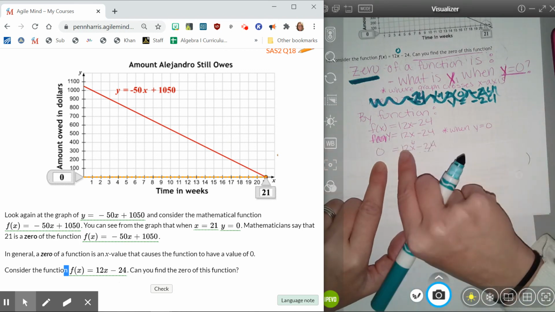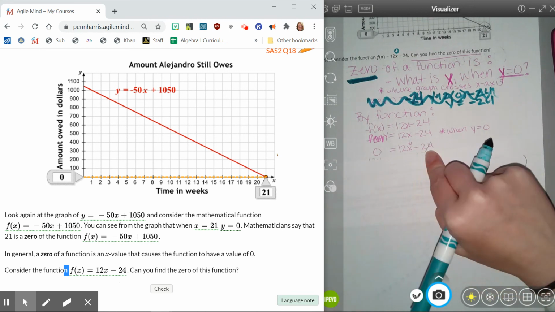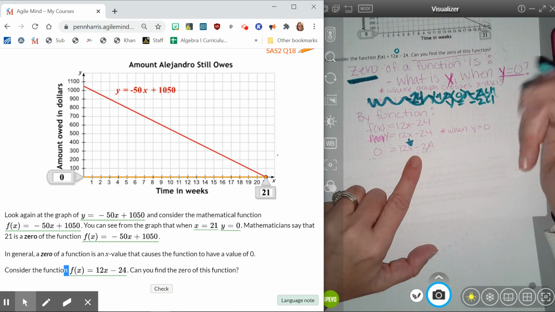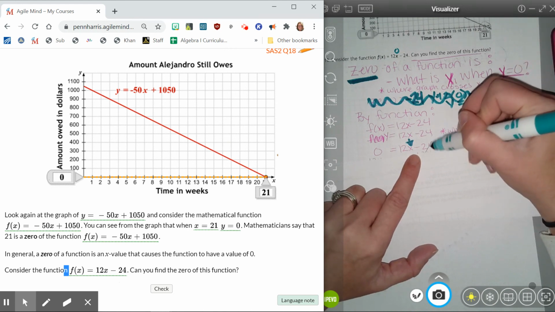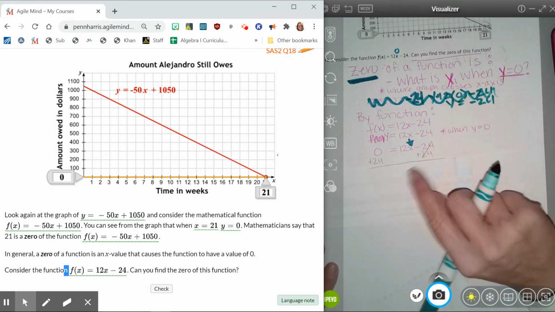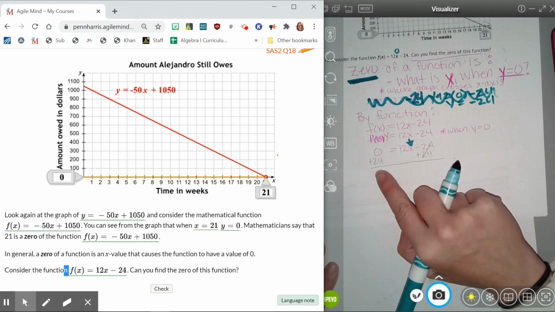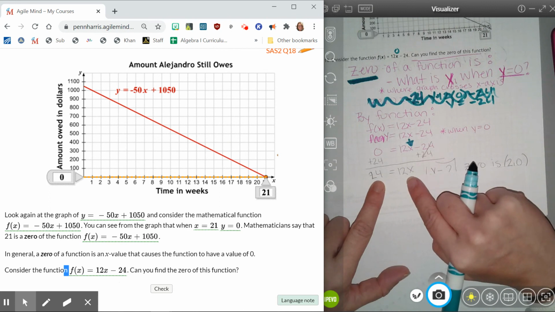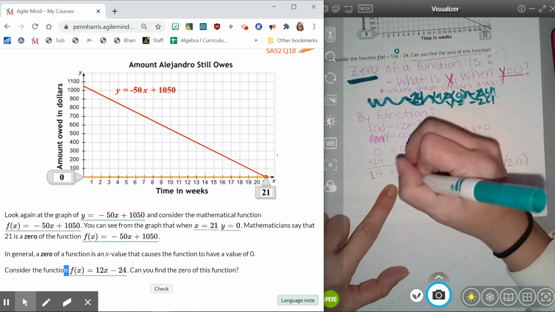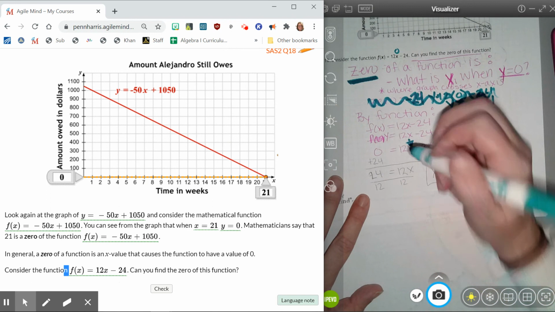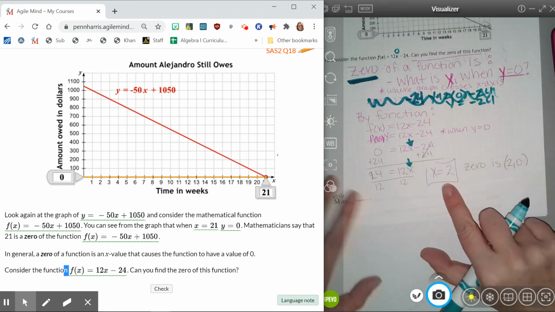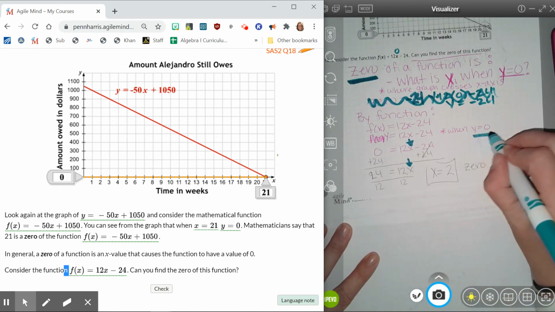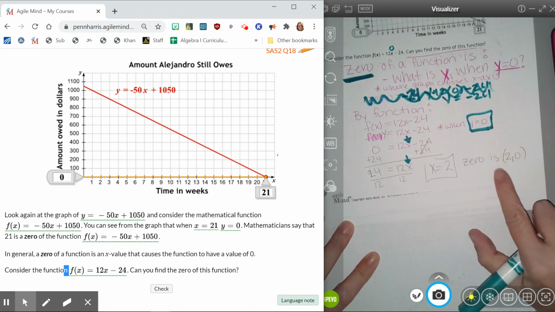So this is where our two-step equations come in. We've got to get rid of this minus 24, so I'm going to add 24 to both sides of the problem. And with that, I'm left with 24 equals 12x. Well, I need to divide both sides by 12 to get this x by itself, and I end up with x equals 2. So the zero of this problem, when y equals 0, is 2. I apologize, I was going the wrong way, guys.